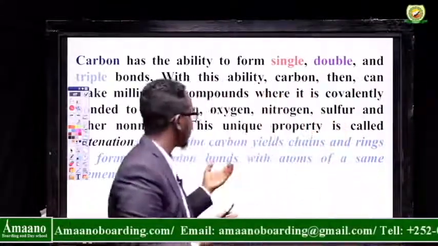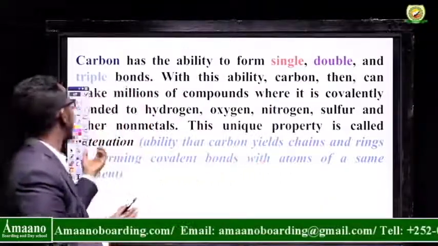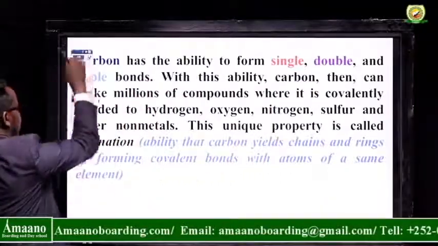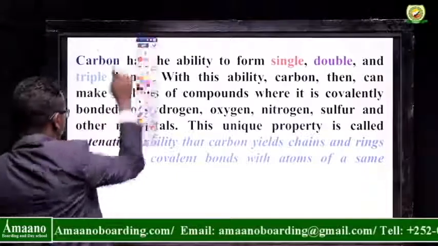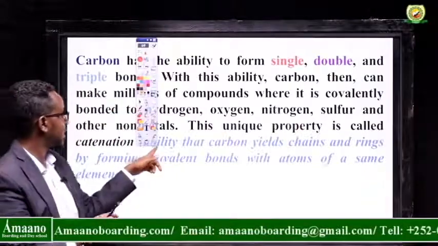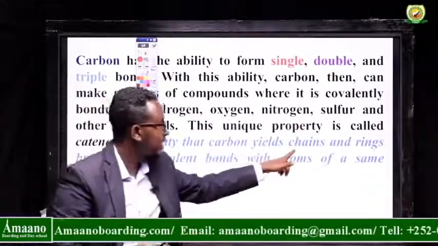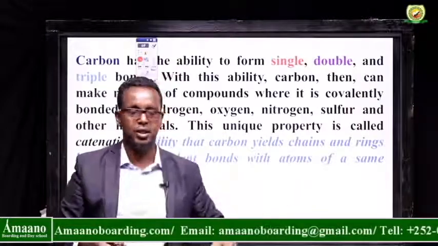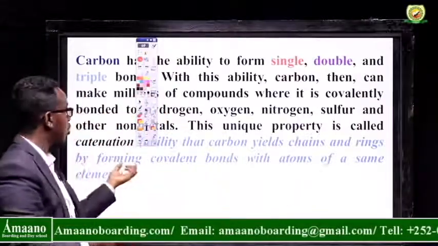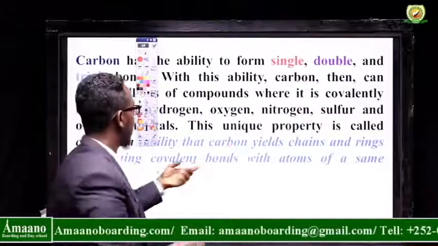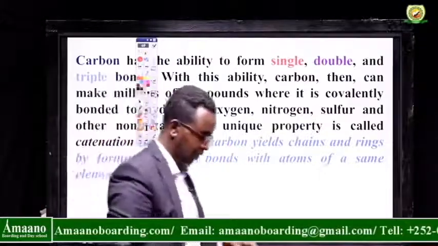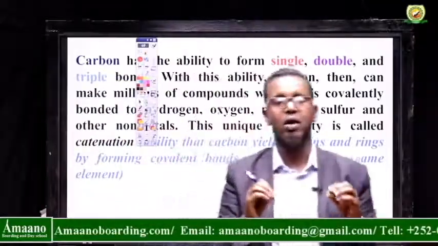Which unique property? This unique property is called catenation. Catenation is the ability of carbon to produce chains and rings by forming covalent bonds with other atoms of the same element. Okay, thank you. This is our first lesson.